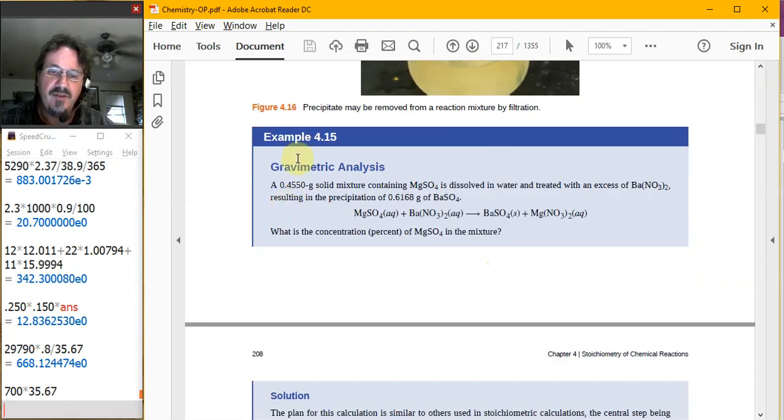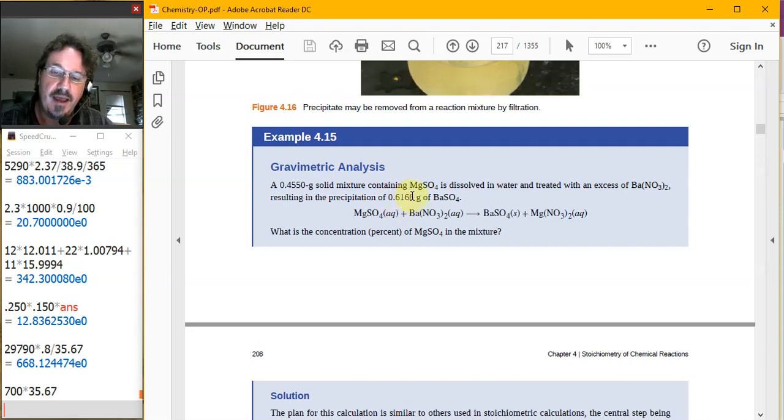It says a 0.4550 gram sample of some mixture that contains magnesium sulfate. So it must contain some other stuff. I don't even know what this other stuff is, but magnesium sulfate is part of it. Some other powders, some other metals, I don't know. But magnesium sulfate's in that mixture. That whole mixture weighs 0.4550 grams. All right, they take it and they dissolve that mixture in water, and then they add an excess, a whole bunch of barium nitrate. When they do that, you get a precipitation of barium sulfate, 0.6168. So apparently they filtered it, they dried it, and they threw it on the scale, and that's how much this solid weighed.